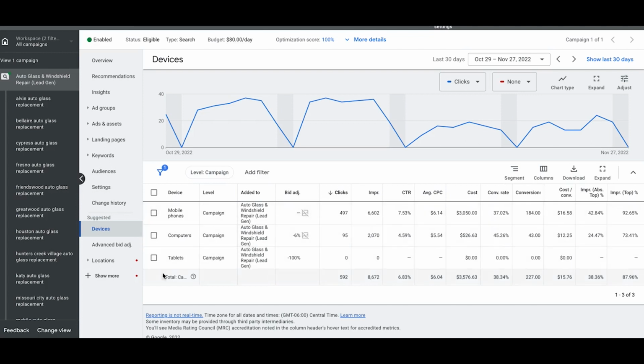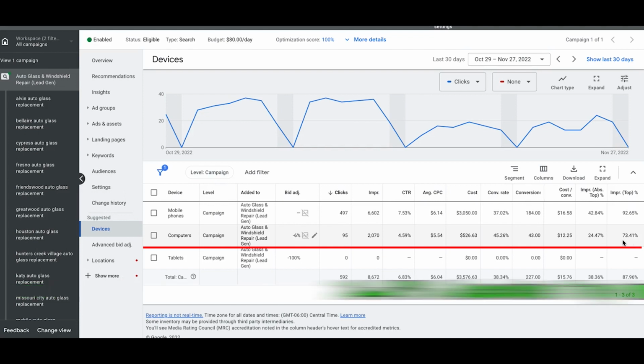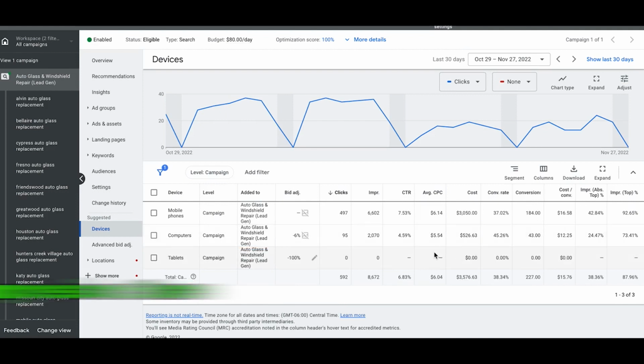Now look at this one. So desktop. We're already doing negative desktop on here just because usually they don't really convert that well in this space. But we have tons of room here. 73% of the time we're only in the top 4 on desktop computers or laptops, all that stuff. 24% on the absolute top. So these metrics are good. These are prime for an increase.